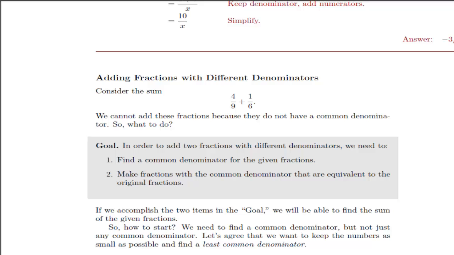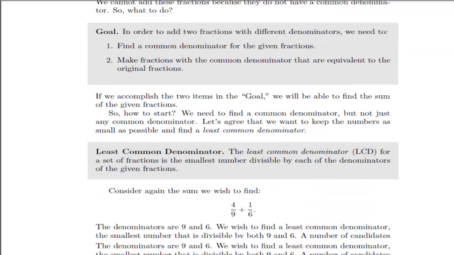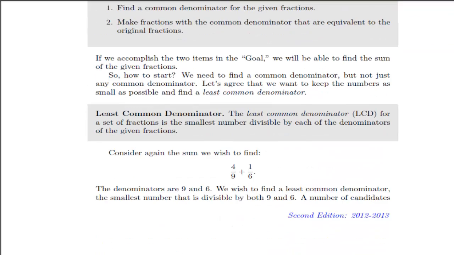So how to start? We need to find a common denominator, but not just any common denominator. Let's agree that we want to keep the numbers as small as possible and find a least common denominator. Least common denominator. The least common denominator, LCD, for a set of fractions is the smallest number divisible by each of the denominators of the given fractions.